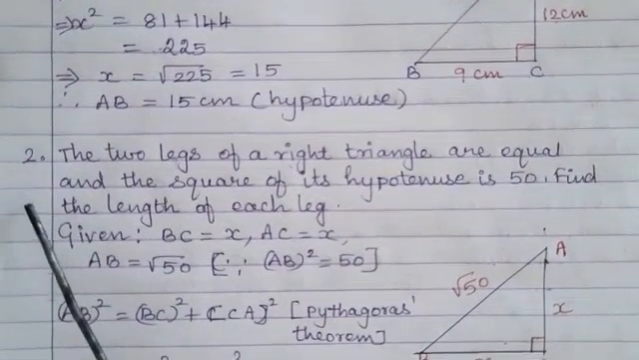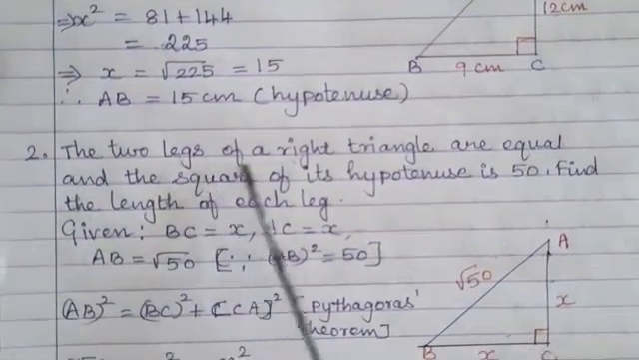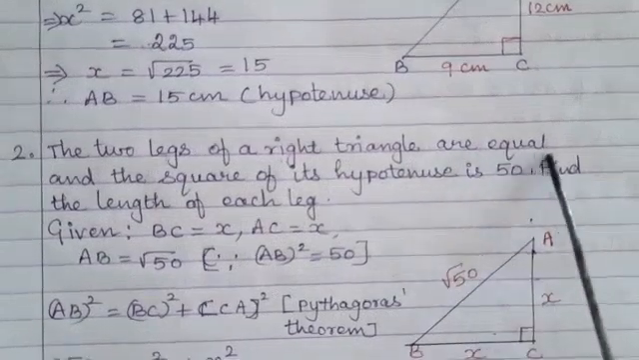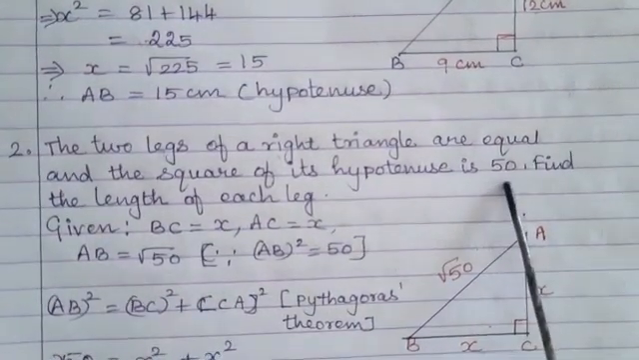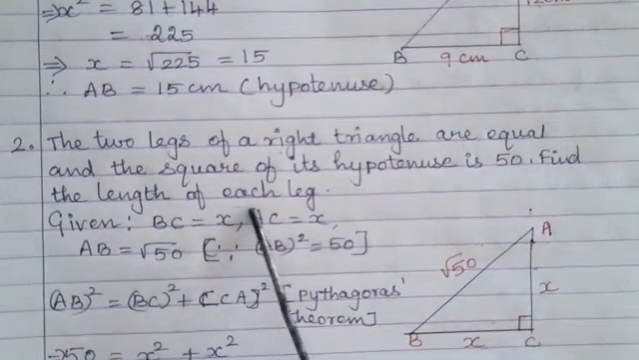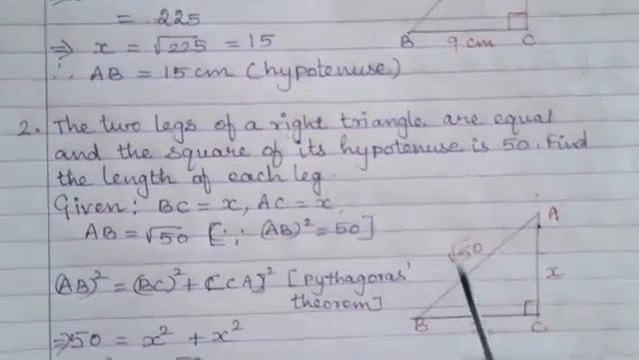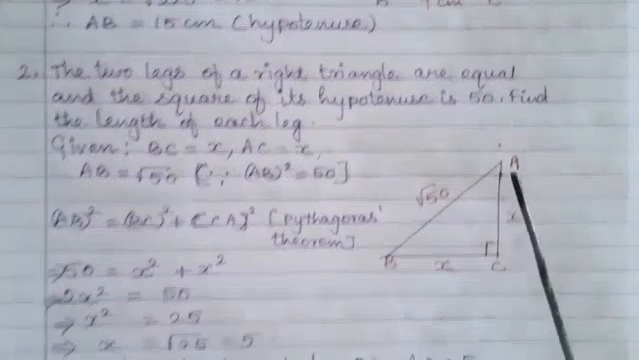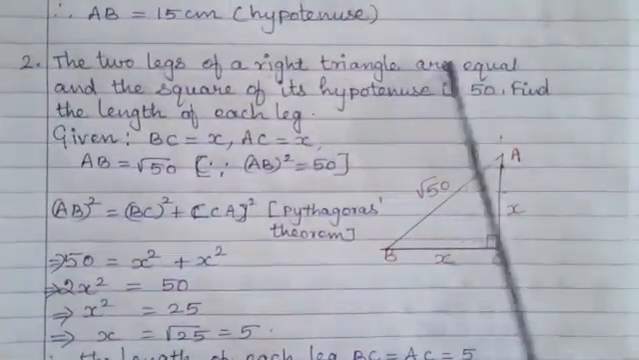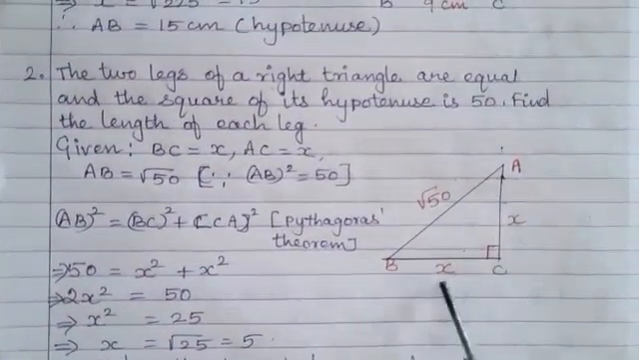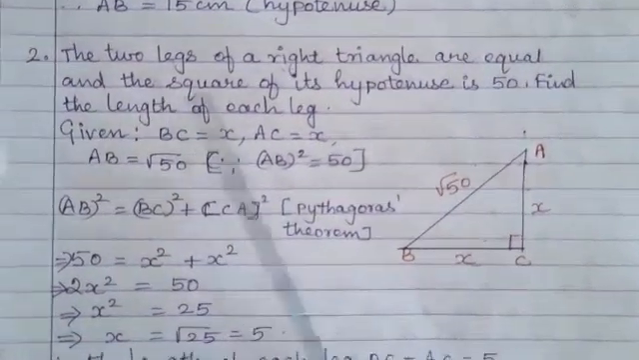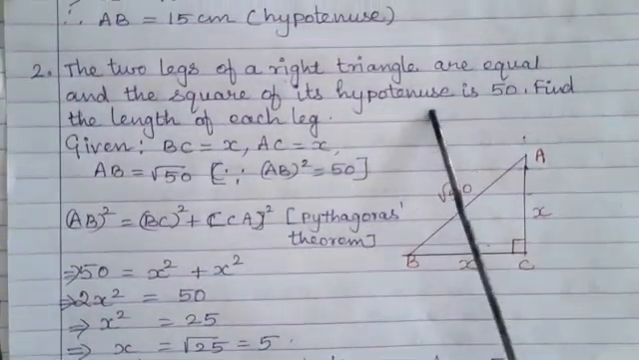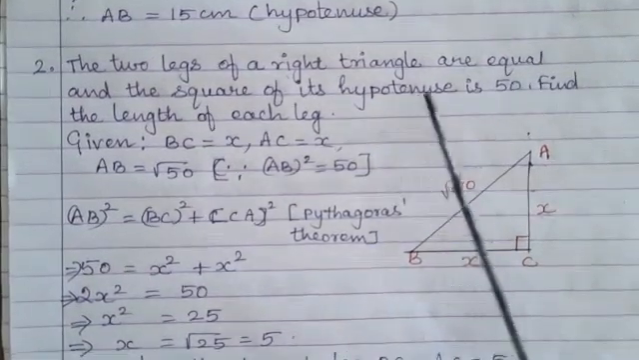Question number 2. The two legs of a right triangle are equal and the square of its hypotenuse is 50. Find the length of each leg. So first we will draw one right angle triangle, that is ABC. According to the question, two legs of a right triangle are equal, that is x, x I am keeping here. And the second sentence is the square of its hypotenuse is 50.